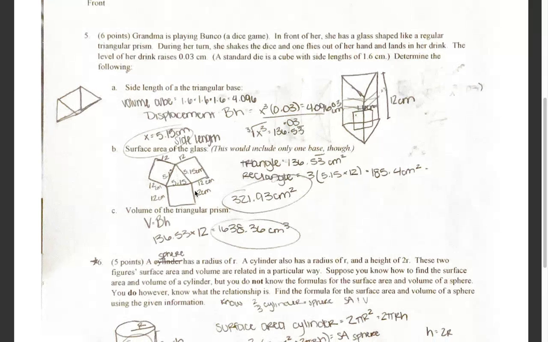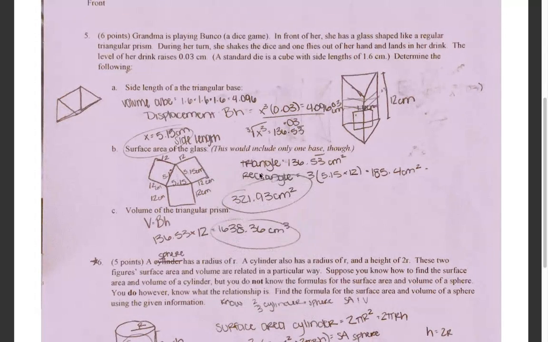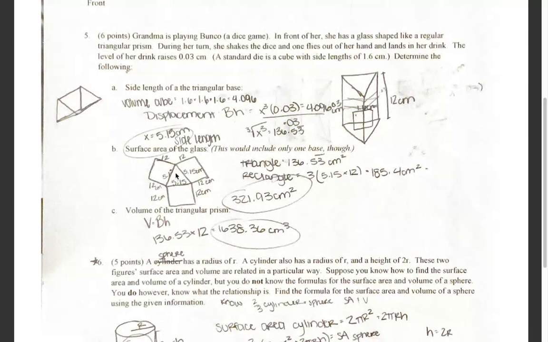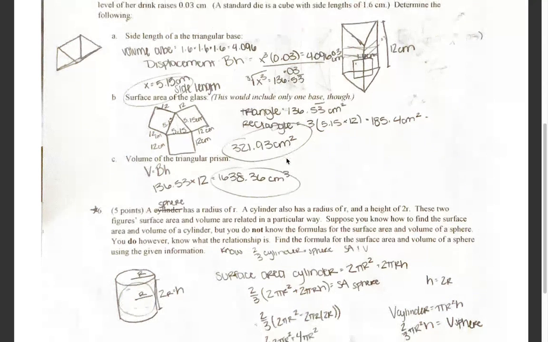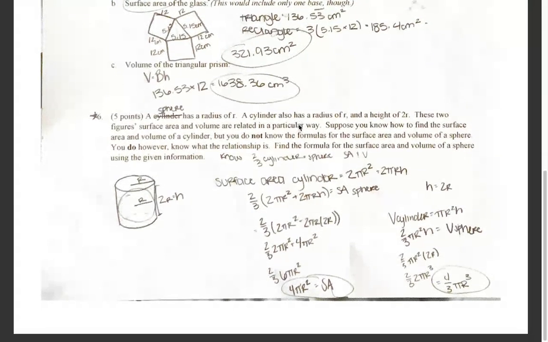For the surface area, we know that this height here is 12 centimeters because we were given that in the question, in the email sent out. So we know that the height is 12, meaning that this is 12. We already have the area of the triangle from the previous question. Then we just needed to find the area of each rectangle, which was 185.4 centimeters squared. That gives us a total surface area of 321.93 centimeters squared. For the volume of the triangular prism, we have the area of the base times the height, which gives us 1,638.36 centimeters cubed.